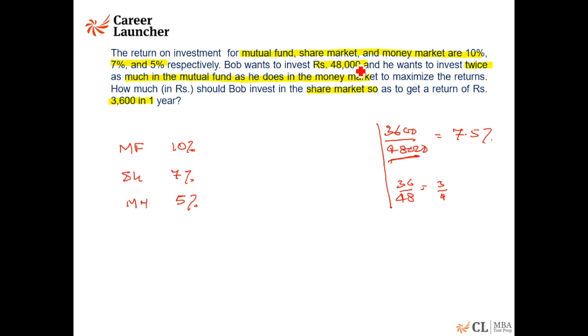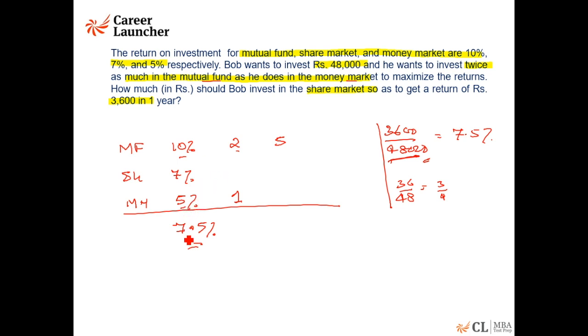Bob wants to invest twice as much money in the mutual fund as compared to the money market. So let me assume he puts 2 rupees in mutual fund and hence he'll put 1 rupee in the money market. What is the average return he's looking for? 3,600 on 48,000, which is 7.5%. Okay. So let's look at the deviation. The average is 7.5. What is the deviation for the mutual fund? 10 minus 7.5, 2.5% per rupee. So into 2 makes it 5.